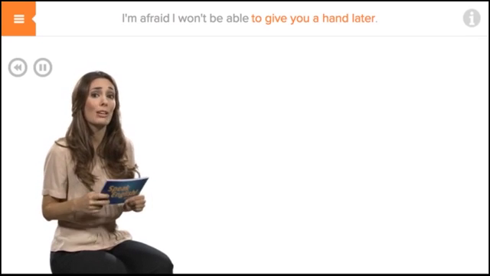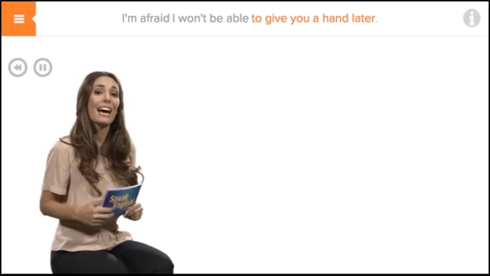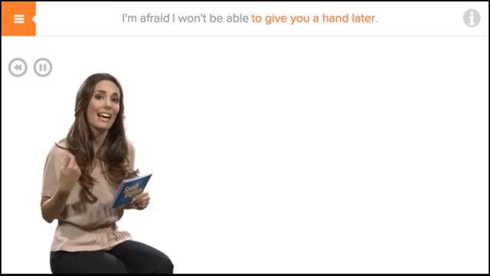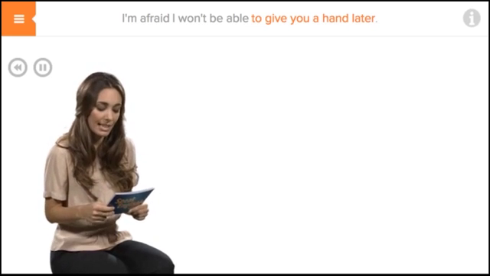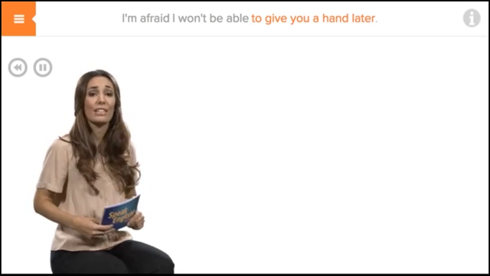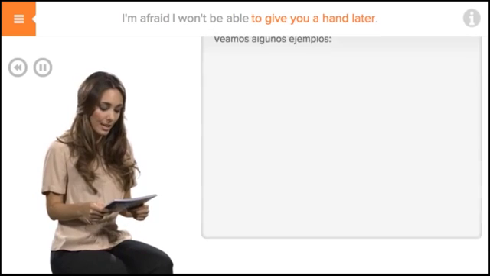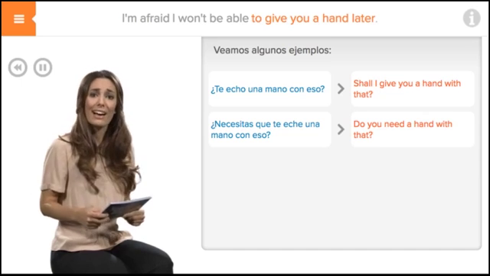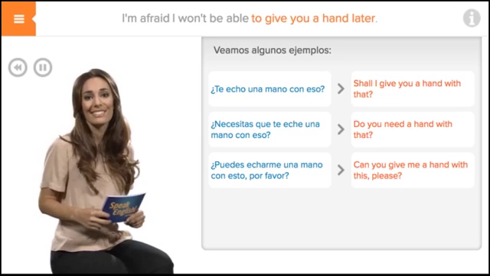Del mismo modo en que vosotros habláis de echar una mano a alguien, nosotros hacemos de dar una mano a alguien. Es decir, to give somebody a hand. No lo confundas con darle la mano a alguien, que en inglés es to shake hands with someone. Algo que es muy distinto. Y ahora vamos a ver 3 ejemplos. Shall I give you a hand with that? Do you need a hand with that? Can you give me a hand with this, please?